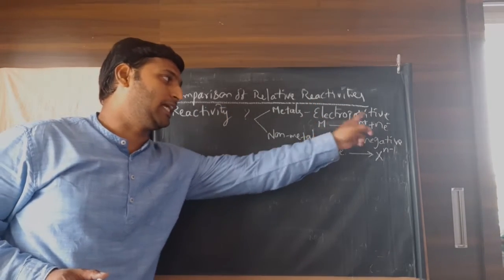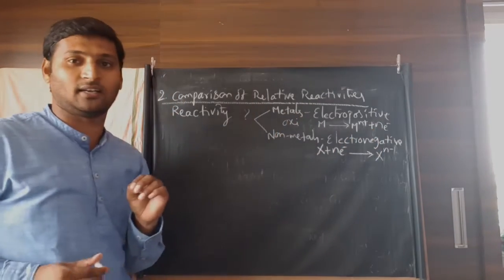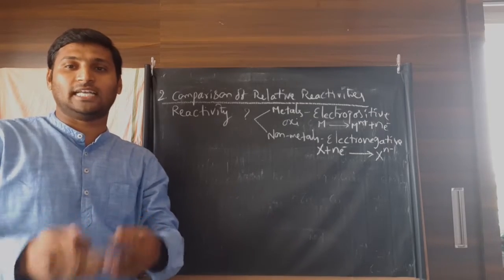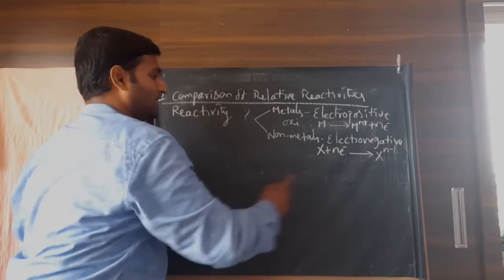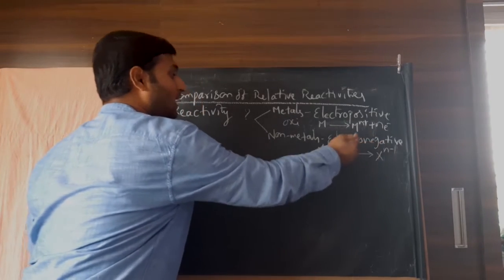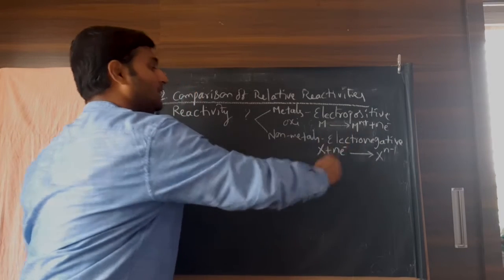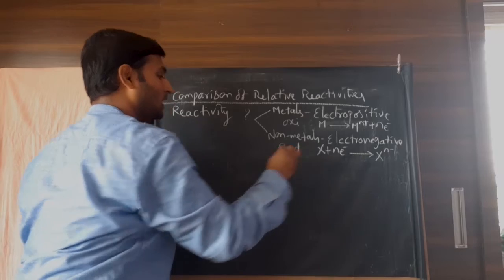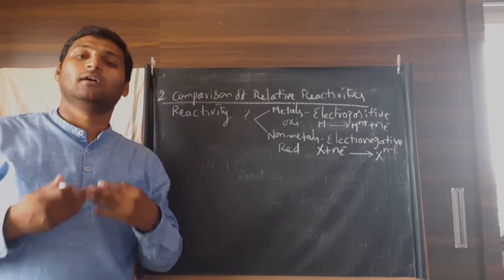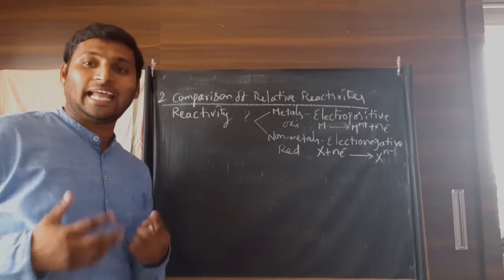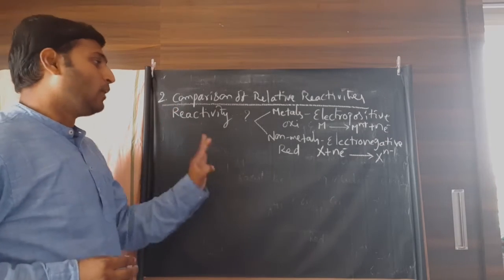Electropositive character refers to the tendency of losing electrons, and losing of electrons is called oxidation. So more the tendency of oxidation, more reactive the metal is. Similarly, for non-metals, reactivity refers to electronegative character. Electronegative character means tendency to gain electrons and become anion. That is nothing but reduction. So more the tendency to undergo reduction, more the reactivity for a non-metal.